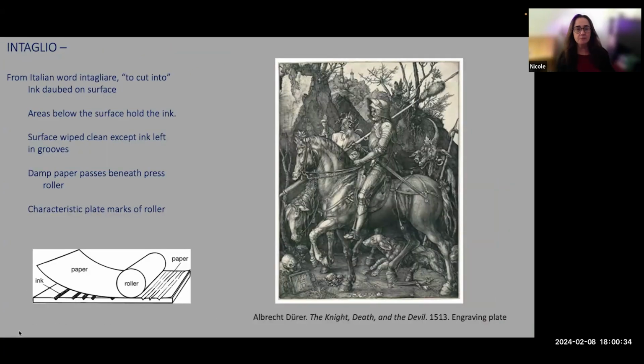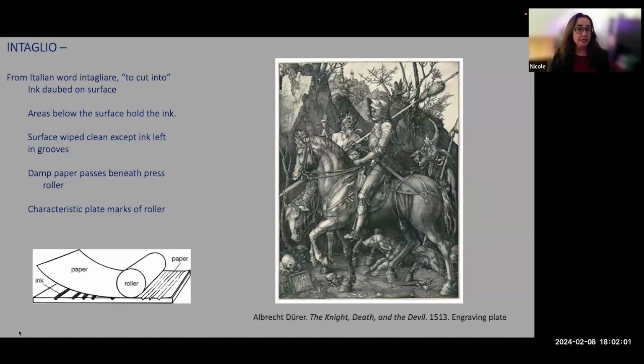Okay, so we're going to talk a little bit about a different printmaking process now called intaglio. Intaglio is different from relief printing in that it is the area below the surface that holds the ink. The word intaglio comes from the Italian word intagliare, to cut into. So here's what the process of making an intaglio print is like.